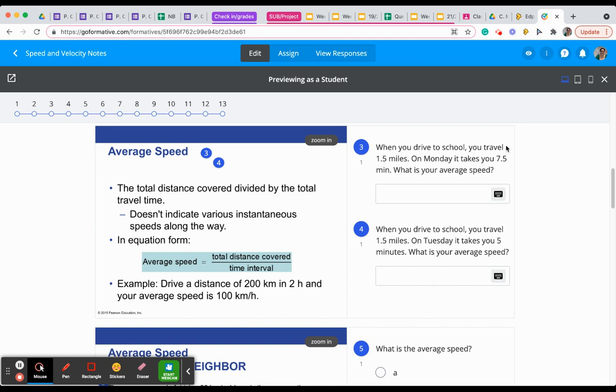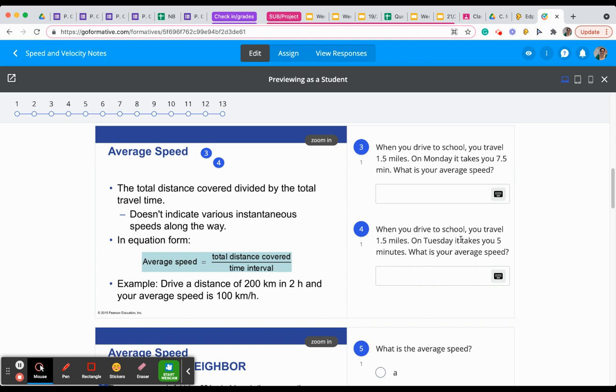And you stop and go when you're waiting in traffic. You're going a little bit, driving really slow and then stopping, and slow and stopping. And so the average speed is just how far did you go over how long it took total for you to get there. So you're going to divide 1.5 miles by 7.5 minutes to get your average speed.